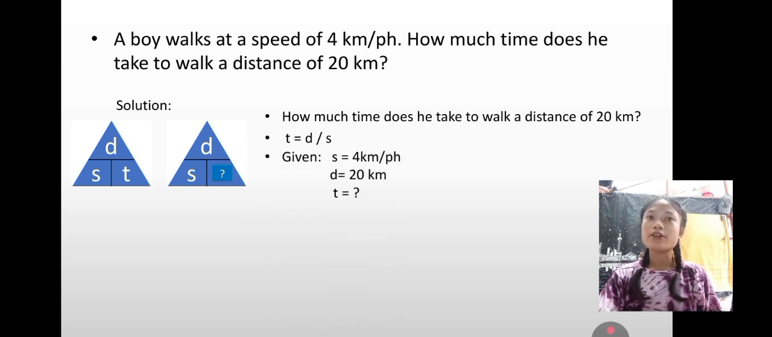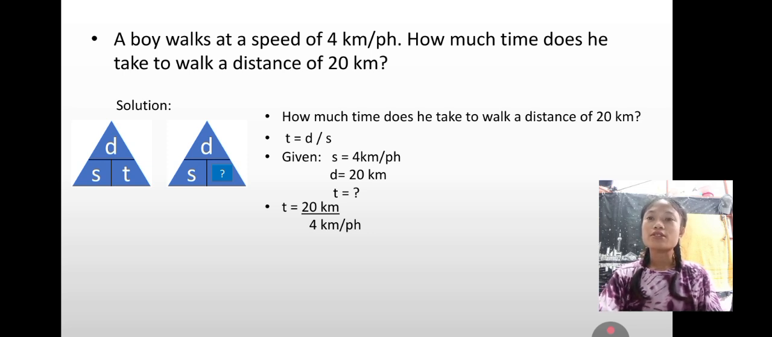Next step is identify the given values and their units. So let's put our given values. S is equal to 4 kilometers per hour, distance is equal to 20 kilometers, and T is equal to question mark, which is what we will find. Next step is convert units if needed. We don't need to convert anything here. I will give an example later where we need to convert units.